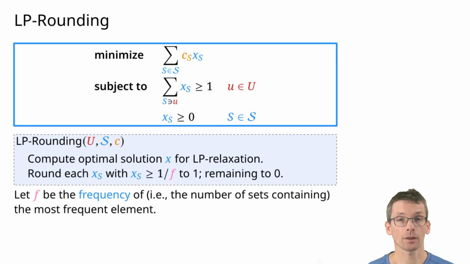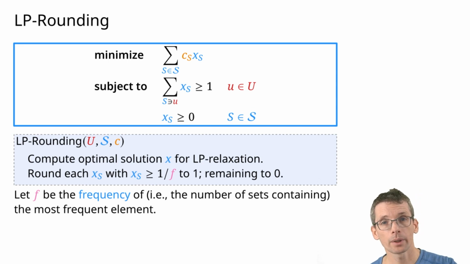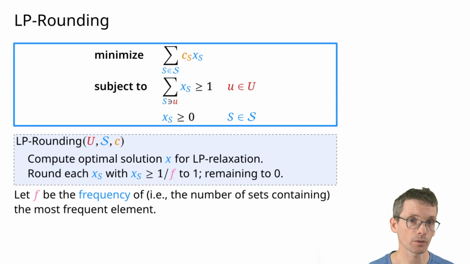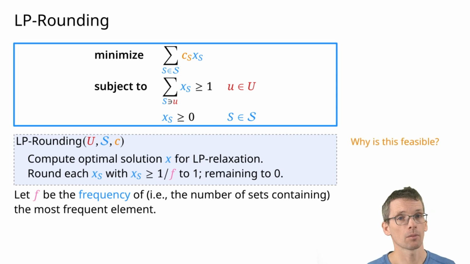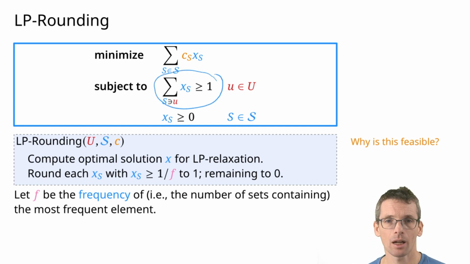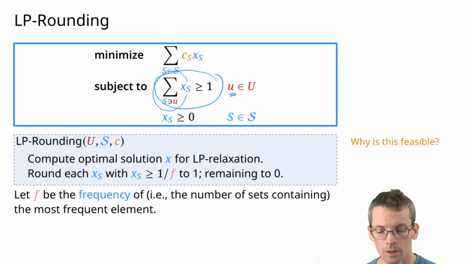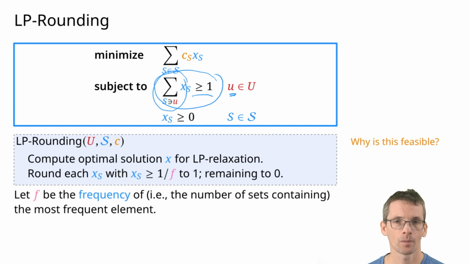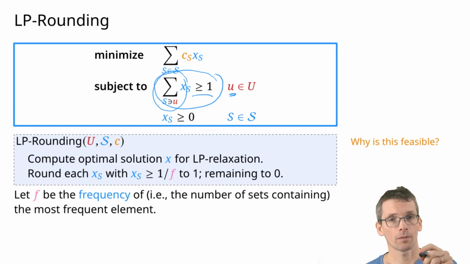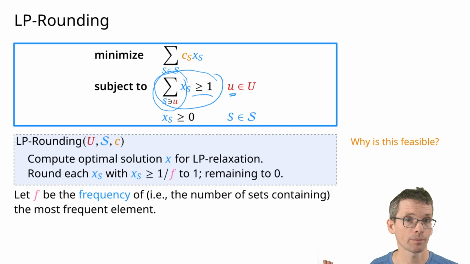Now we have to ask ourselves two questions. Why do we get a feasible solution? And then what is the approximation factor? The second one is easier, but let's first answer the first one. So why do we get a feasible solution? What we need to make sure is that all of the constraints are fulfilled. So let's assume we have an element u. Now the sum of the x_s is at least 1. Any element is in at most f sets. That's the definition of f.